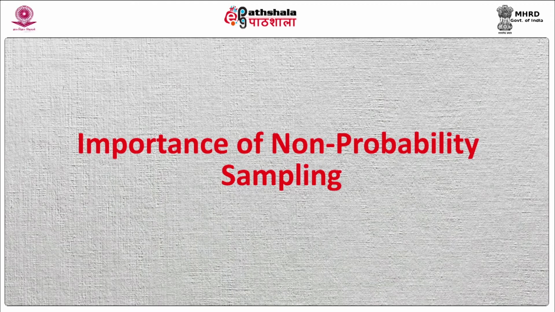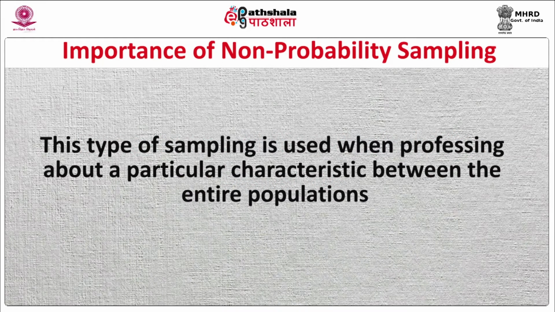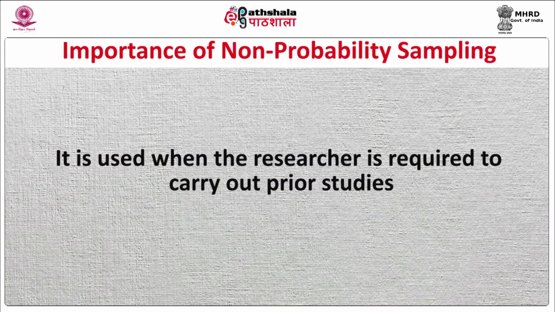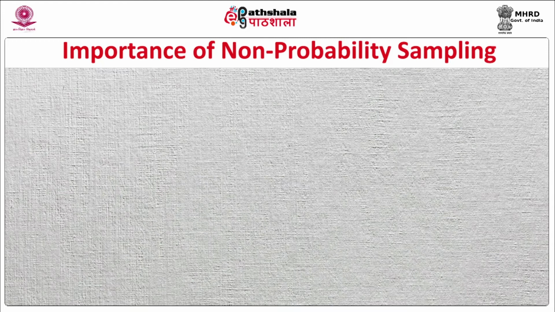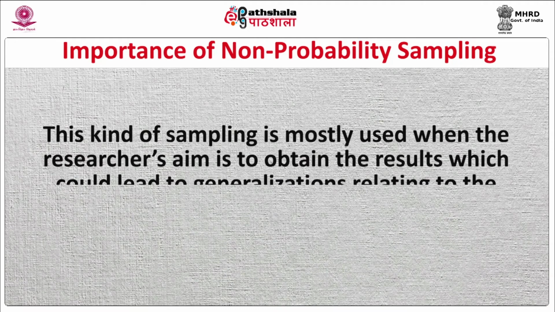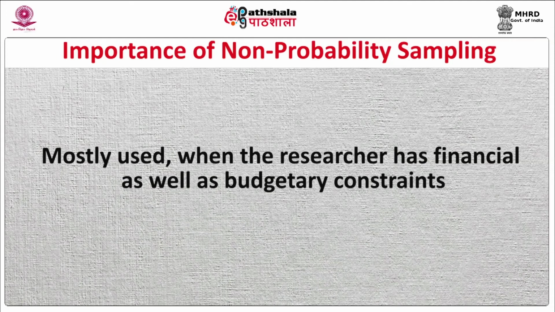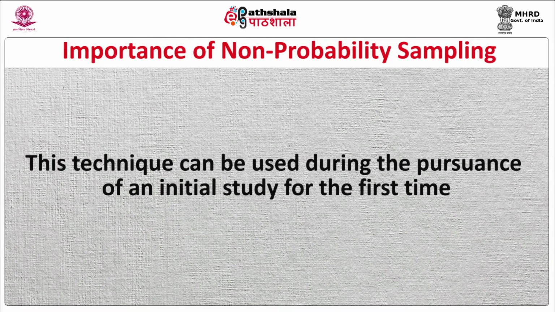Now, let's understand the importance of non-probability sampling. This type of sampling is used when professing about a particular characteristic among the entire population. It is used when the researcher is required to carry out prior studies. It is brought into practice when random samples are not at all possible to be selected. This kind of sampling is mostly used when the researcher's aim is to obtain results which could lead to generalizations relating to the study under research. It is mostly used when the researcher has financial as well as budgetary constraints. This technique can be used during the pursuance of an initial study for the first time.